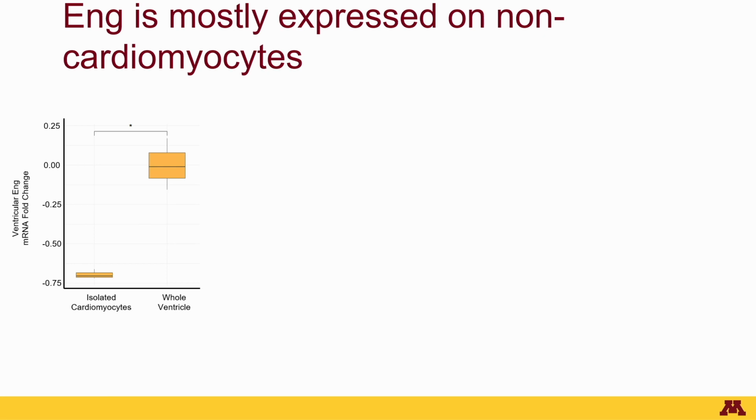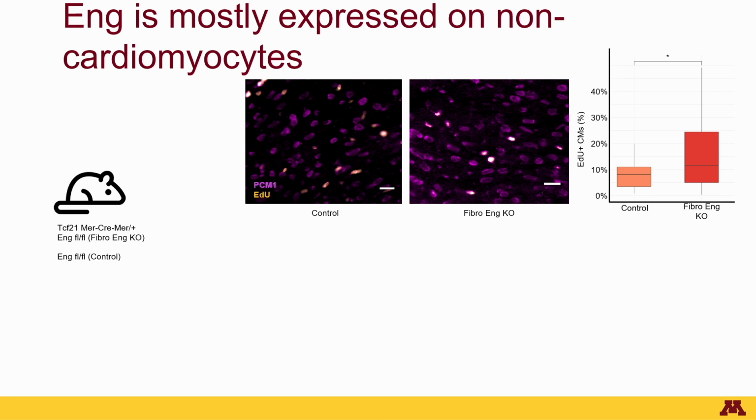And some of that endoglin is actually cleaved and becomes soluble. So the question is then, if we inhibit endoglin on fibroblasts, is that also sufficient to stimulate cardiac myocyte proliferation? So to be able to test that, we crossed the endoglin floxed mouse to the TCF21 tamoxifen-inducible Cre to delete it from cardiac fibroblasts. And again, performed apical resection, similar strategy as for the cardiomyocyte-specific Cre.